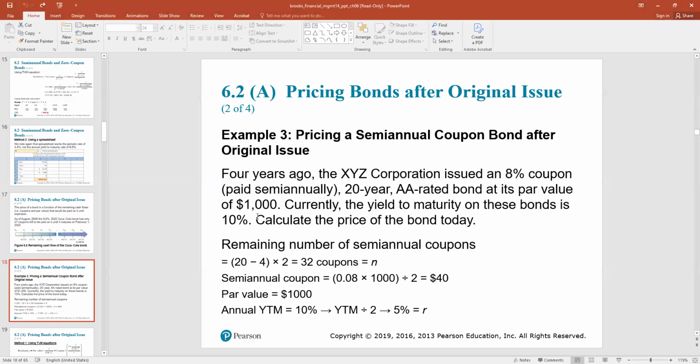Okay, there's another example where we work out the bond price after original issue. Imagine somebody bought the bonds a long time ago and decided to resell it after some period, without keeping it till the end of maturity. Four years ago, the XYZ Corporation issued an 8% coupon, paid semi-annually, 20-year AA rated bond at its par value of 1,000. Currently, the yield to maturity on the bond is 10%. Calculate the price of the bond today.